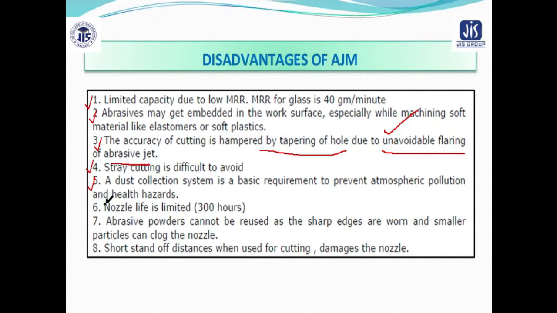Next, nozzle life is also very limited. If you go with tungsten carbide, it is 20 to 30 hours. If you go with sapphire, it is 300 hours. So your nozzle life is limited. Abrasive powder cannot be reused as the sharp edges are worn and smaller particles can clog the nozzle. So after performing one operation, you cannot reuse that abrasive for your next operation because the sharp edges get destroyed, and it can also clog the nozzle.